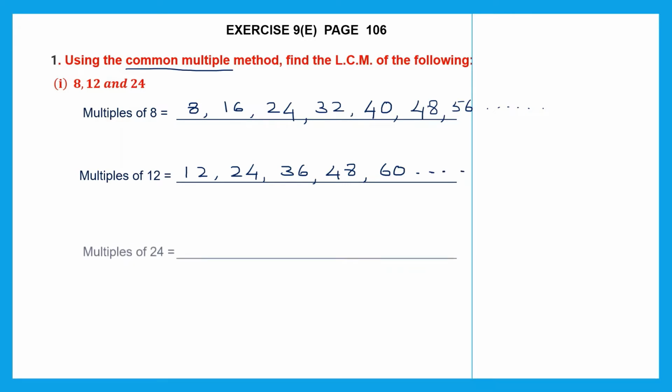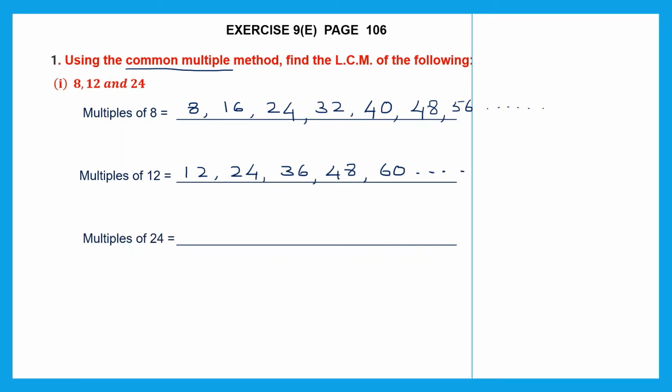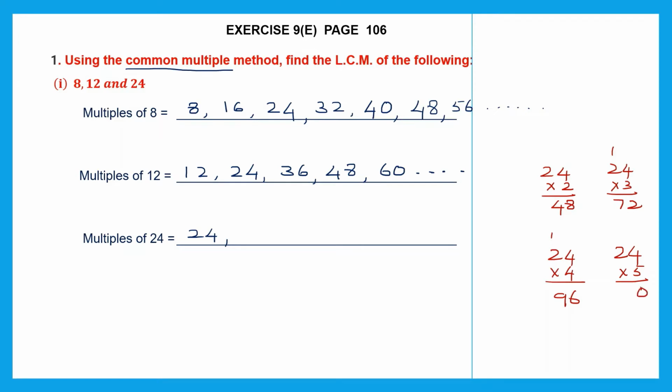Then let's go on to the multiples of 24. 24 ones are 24. Now 24 into 2, we'll write a few here. 24 into 2. 2 fours are 8, 2 twos are 4. Let's write 24 into 3. 3 fours are 12, carry 1. 3 twos are 6 plus 1, 7. 24 into 4. 4 fours are 16, carry 1. 4 twos are 8 plus 1, 9. 24 into 5. 5 fours are 20, carry 2. 5 twos are 10, 11, 12.